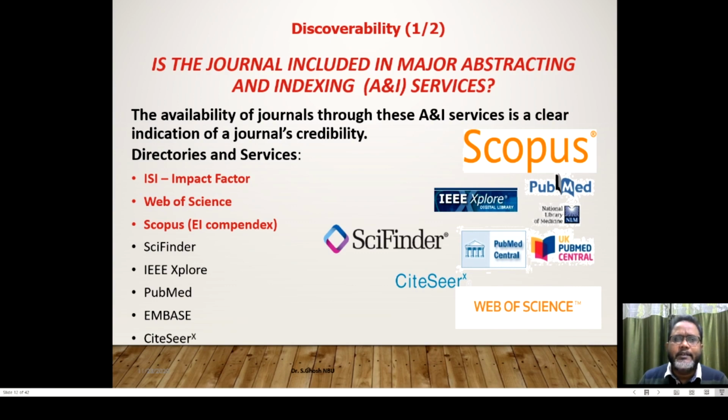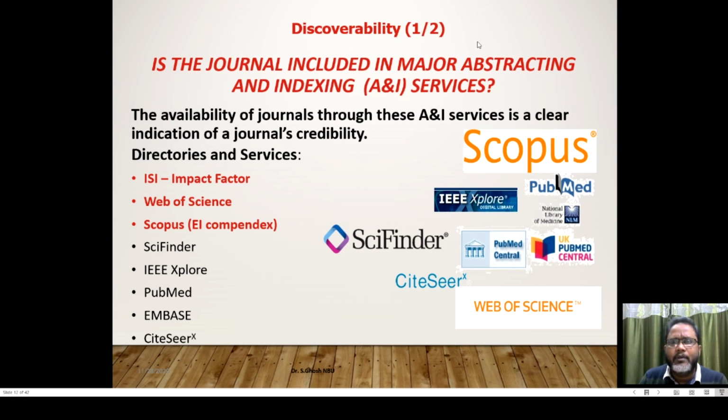And obviously these are measured with different techniques like impact factor, then Web of Science, Scopus, SciFinder, IEEE Xplore, PubMed, Embase, CiteSeerX. So these are the different types of abstracting and indexing services. They record the journals according to their standard.